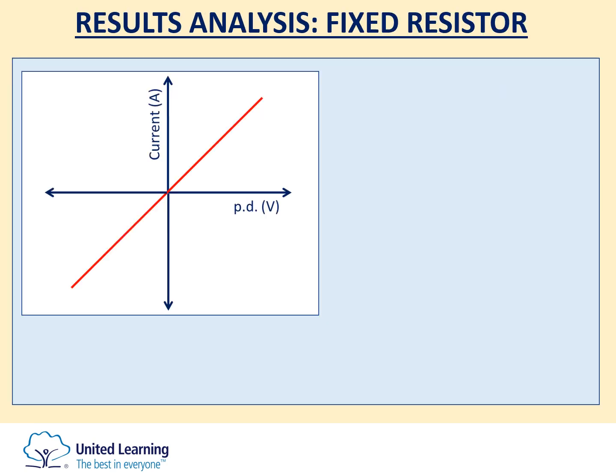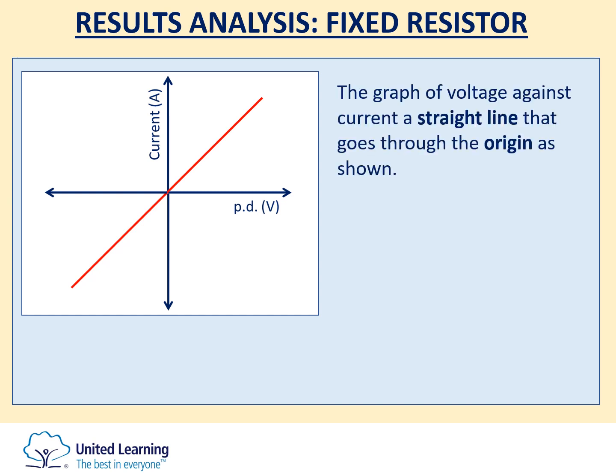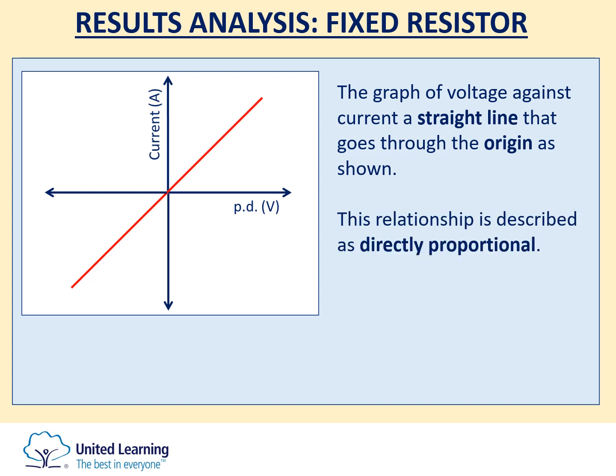The graph for the fixed resistor looks like this. It is a straight line that goes through the origin. That tells you the relationship between current and voltage is directly proportional. You'll also notice that it works when both values are negative. This means the fixed resistor will work regardless of the direction of current flow through it.